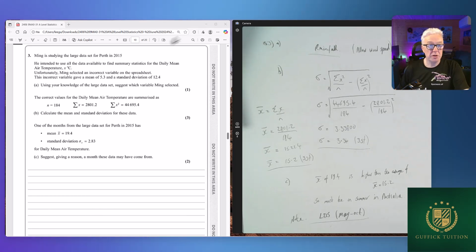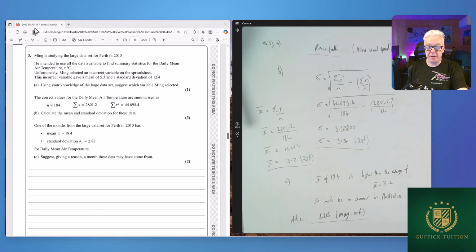Hello everyone, we've got a large dataset question here and a little bit of a standard deviation calculation. It says Ming is studying the large dataset for Perth in 2015. He intended to use all the data available to find summary statistics for the daily mean air temperature, but unfortunately Ming selected an incorrect value on the spreadsheet.